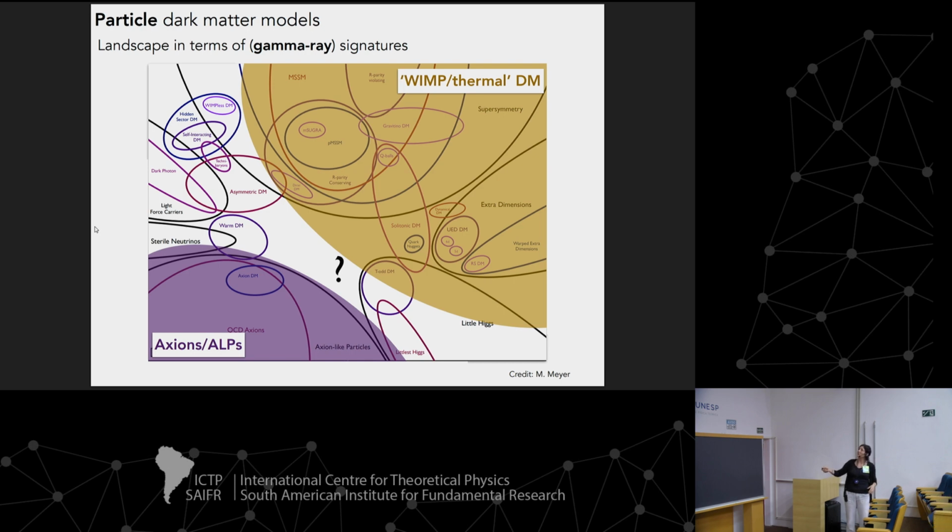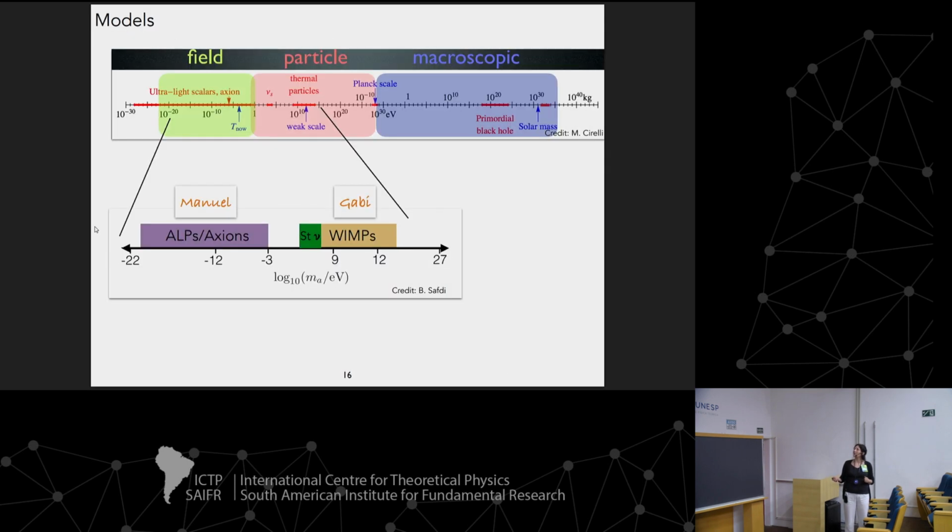So I will focus the most on this, okay? While axion and axion-like particles broadly fall here, and this is something that Manuel will cover, okay? Then you have these other models like sterile neutrinos. You use X-rays for that, or asymmetric dark matter. You can ask me questions about this, but typically you do not use gamma rays for those models.